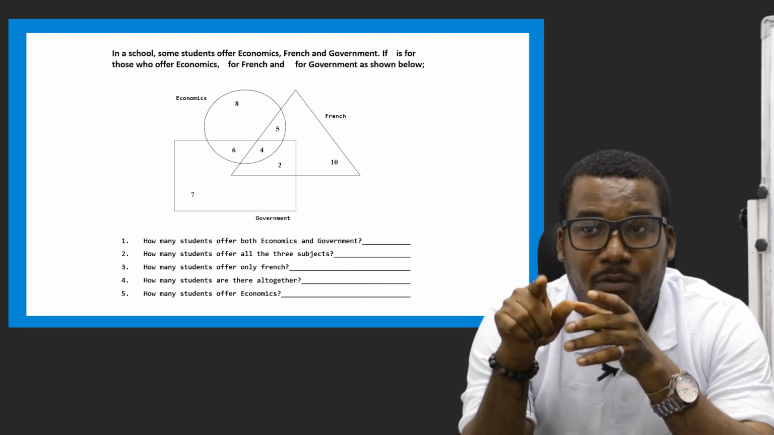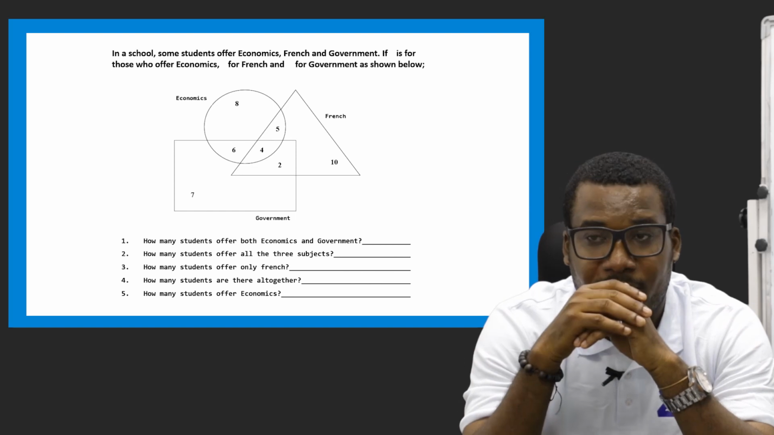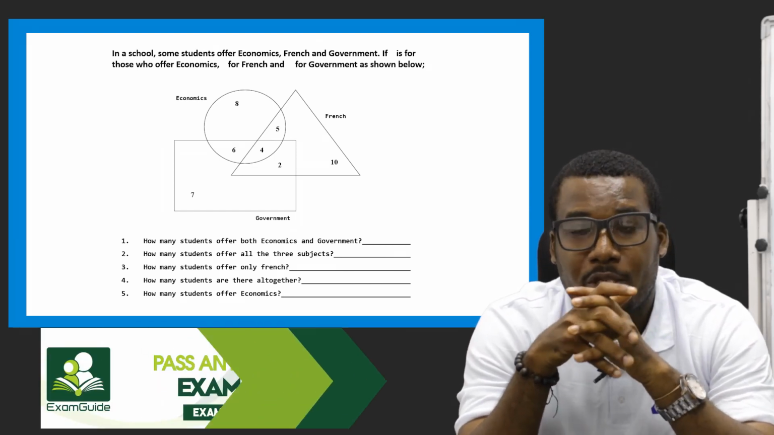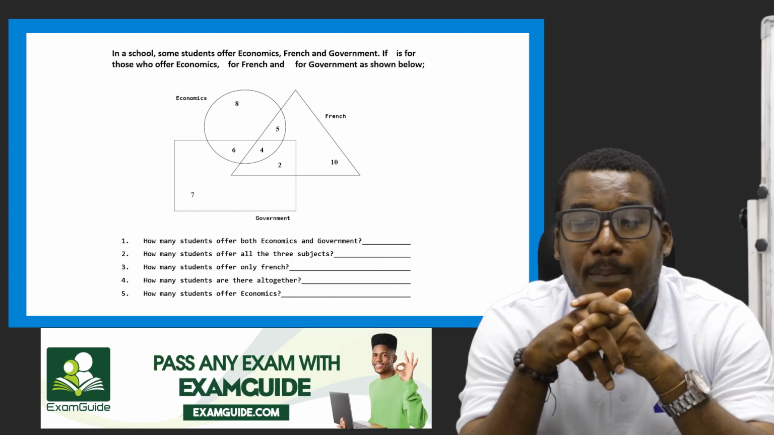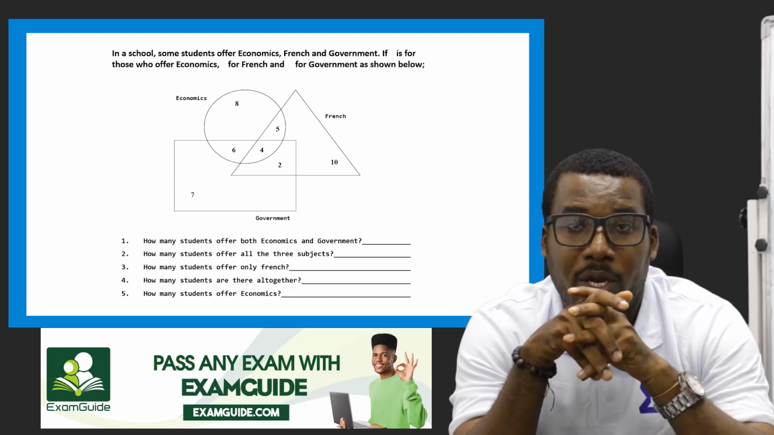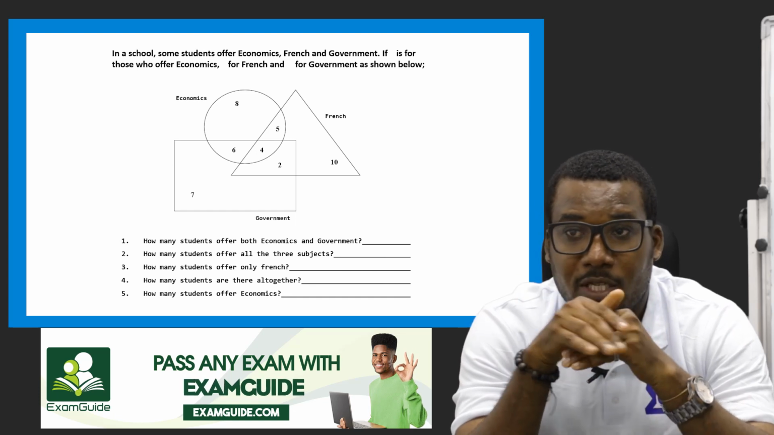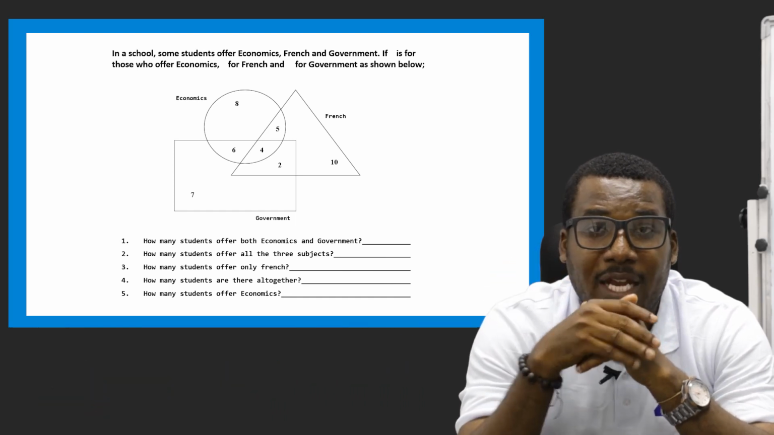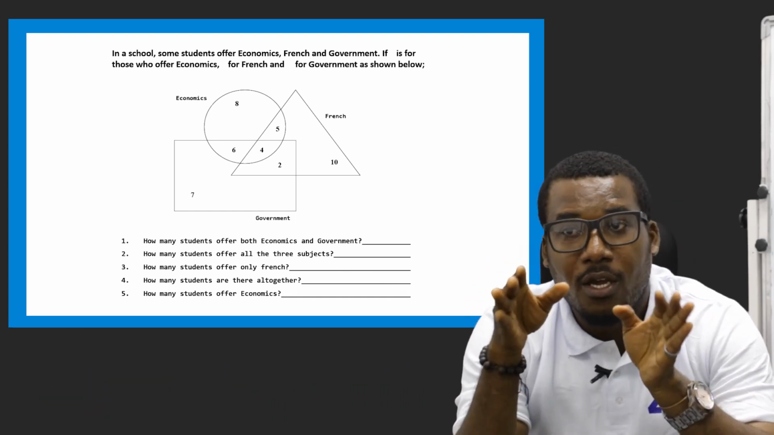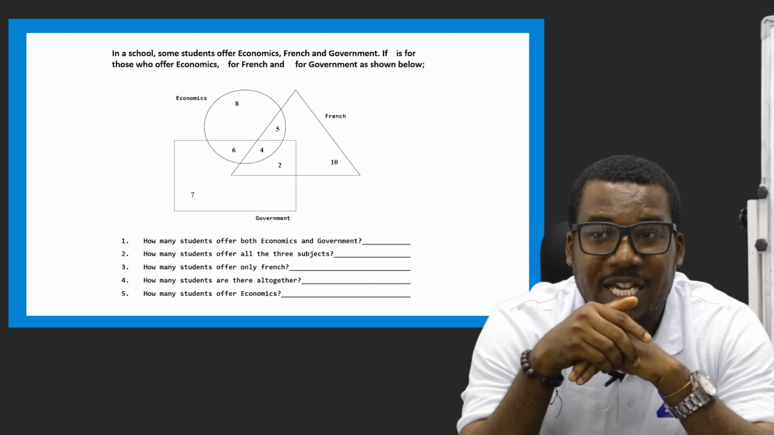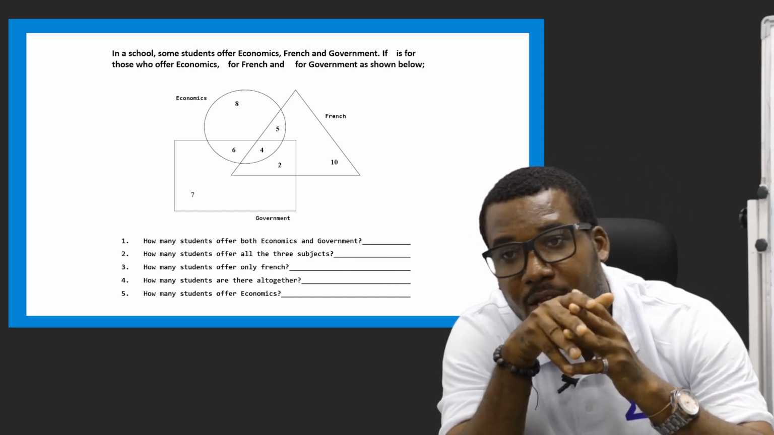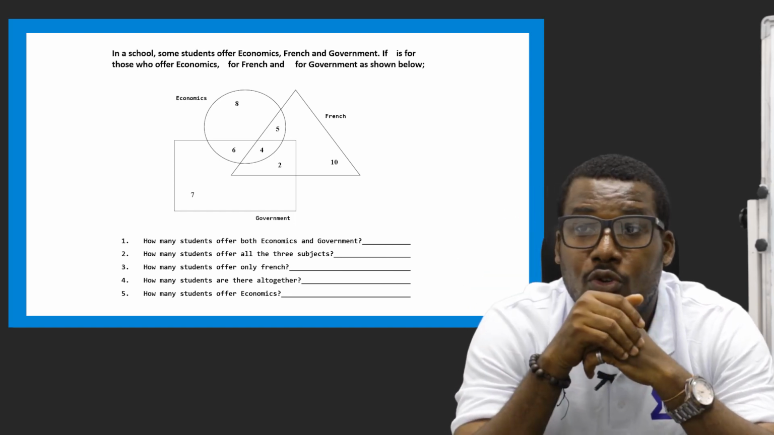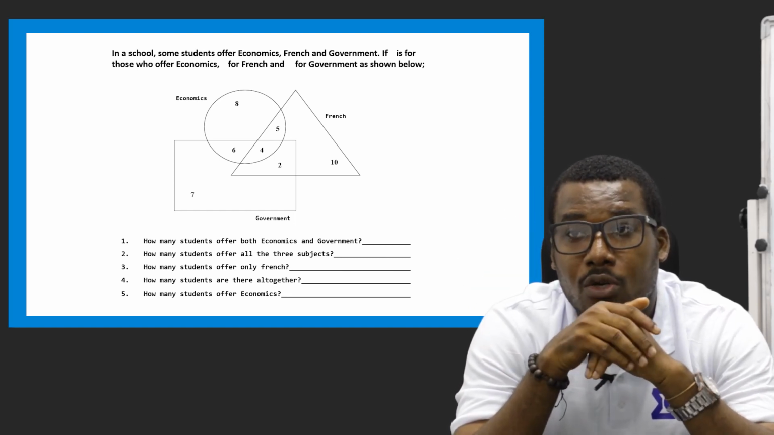You add the 7 plus the 8 gives you 15. The 15 plus the 6 gives you 21. 21 plus the 5 gives you 26. 26 plus the 4 gives you 30. 30 plus the 10 gives you 40. 40 plus the 2 gives you 42. So how many students are there altogether? There are 42 students altogether.